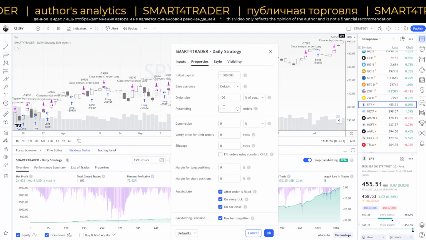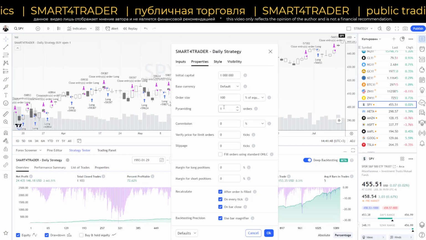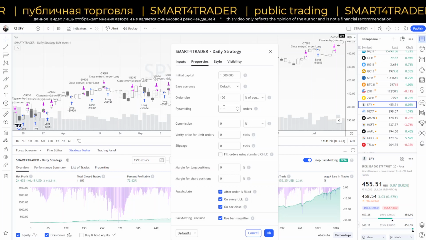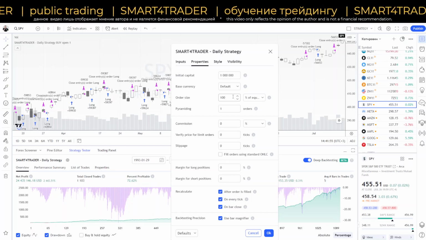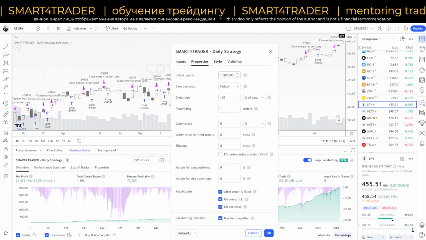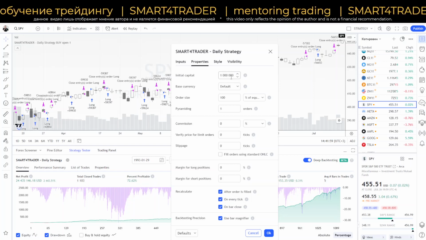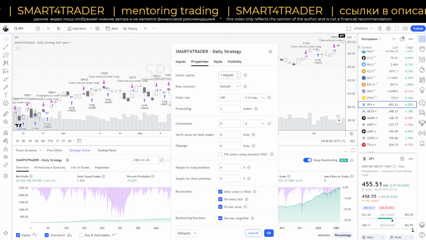There will be no pyramiding, that is, one order will be used. That is, we opened a position, we hold it, closed a position, we made a profit. Therefore, we invest capital in full. We took the capital, it doesn't play a special role here, but we took, as they say, $1 million. In fact, you can enter absolutely any amount here.